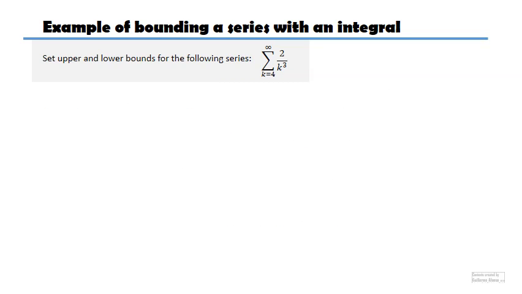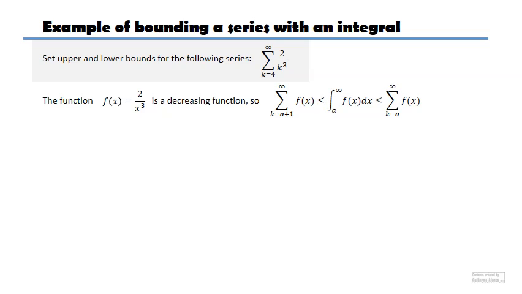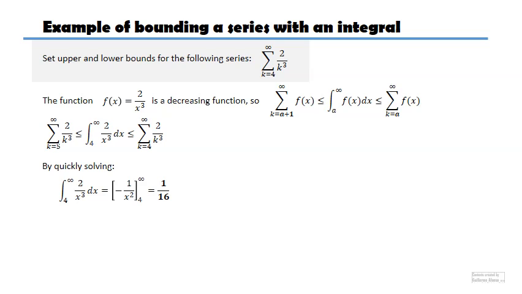Okay, let me bound this series here. First of all, let's find out what the function is. Here's the function. Is it decreasing or increasing? It's decreasing. So this is the formula I'm going to use. Now, let's first solve the integral, because I can solve that, right? And the integral, when I solve it, is going to be 1 over 16. This means that 1 over 16 is smaller than what I have to calculate. So I have a lower bound at 1 over 16, right?